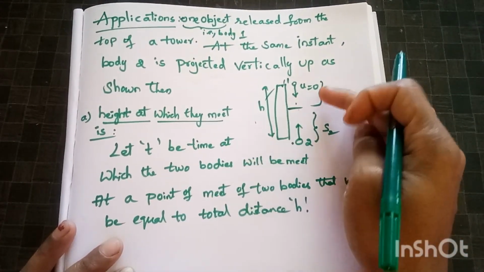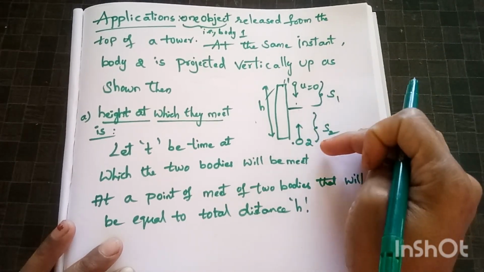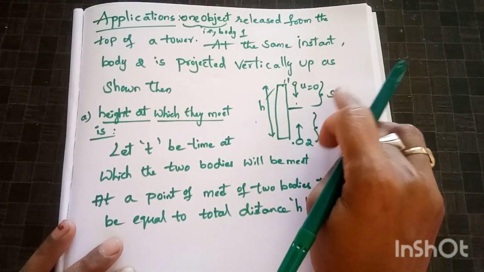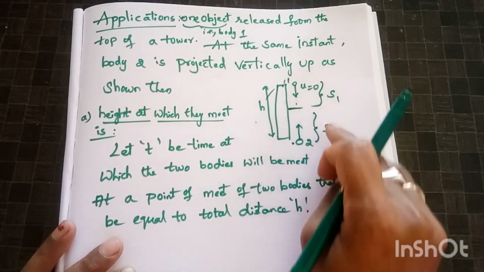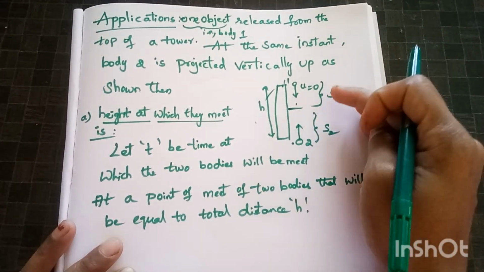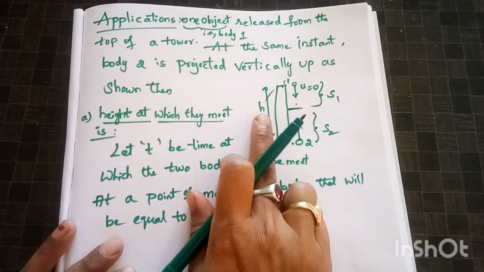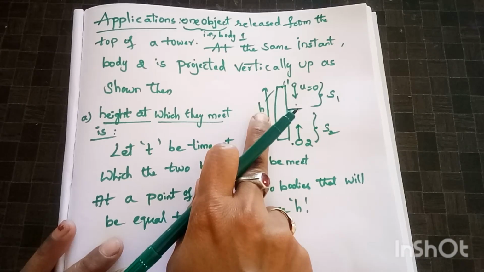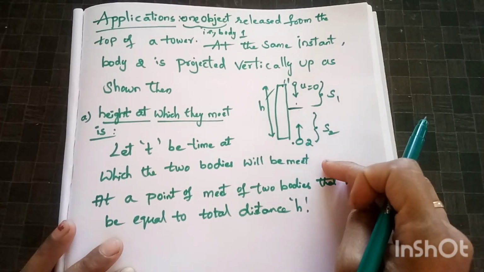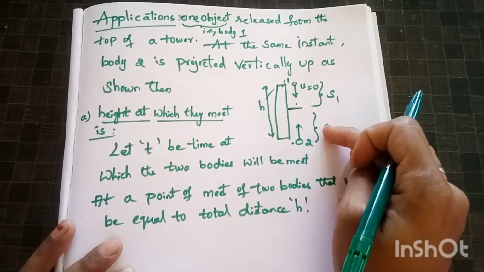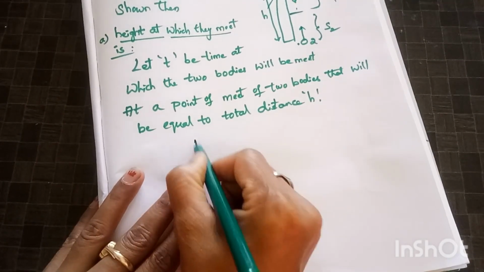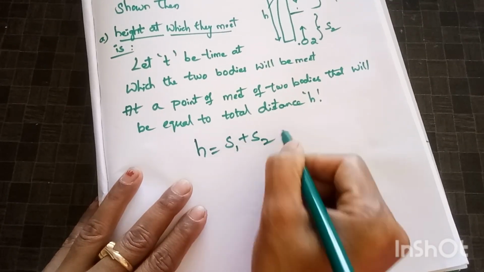We don't know at what distance these two objects are going to meet. So I am considering the distance traveled by the first body as s1 and the distance traveled by the second body as s2. When we combine these two distances, that will be equal to the total distance, the height h of the tower. So h equals s1 plus s2.